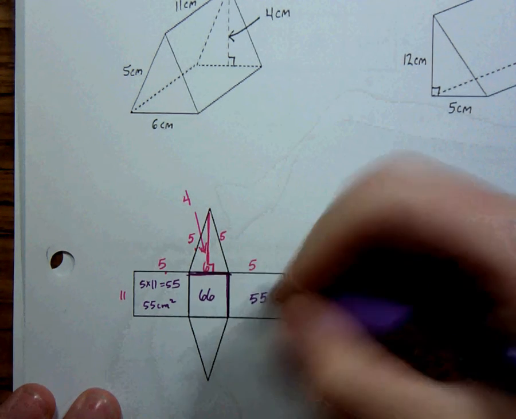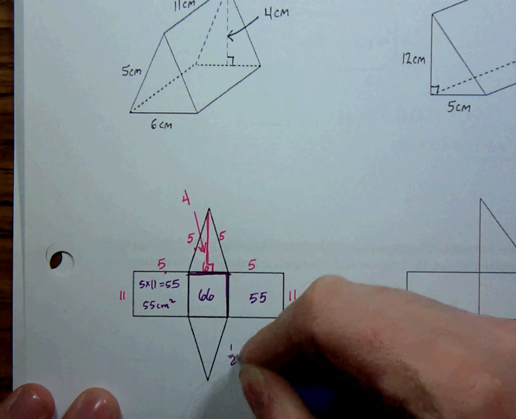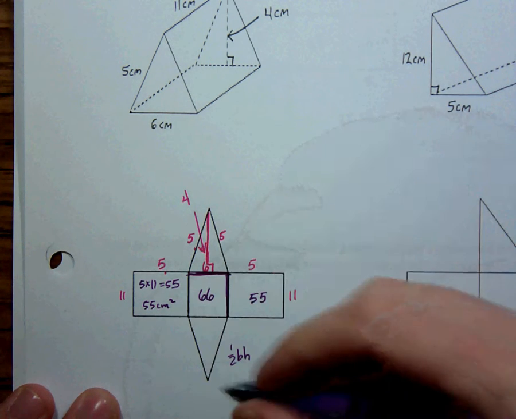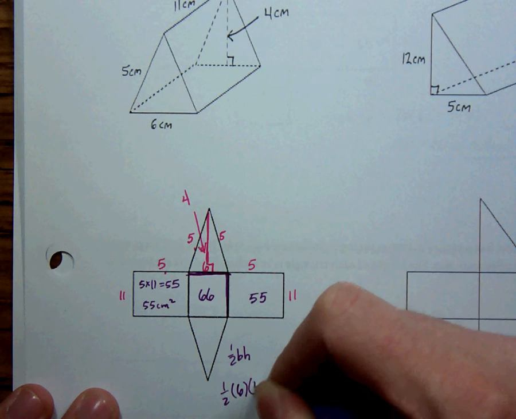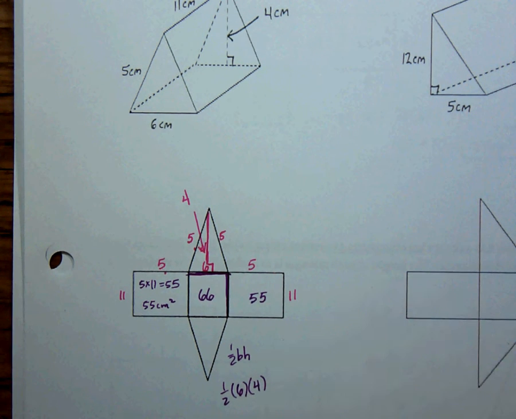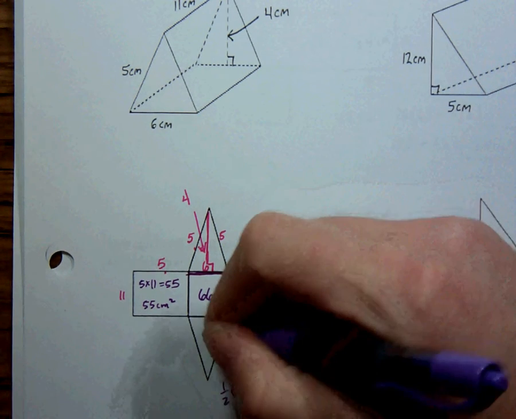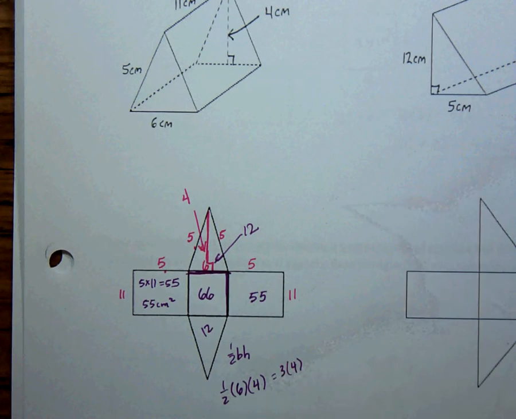Okay, and let's find the triangle. Remember, the height is 4, so that's 1/2 base times height. The height is 4, and the base is 6. So this is going to be 1/2 times 6 times 4, which is essentially 3 times 4, which is 12. So the area of this is 12. Now we just need to add everything up.